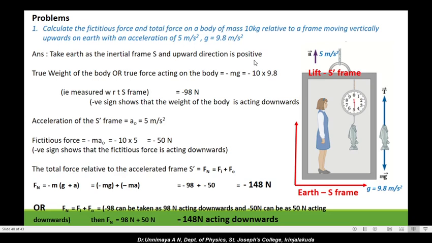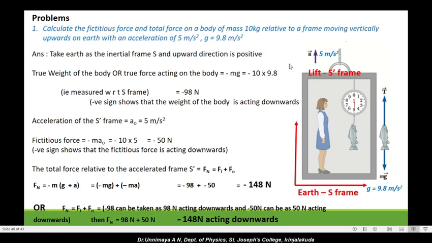The upward direction of acceleration is taken as positive. So here the true weight of the body, or the weight of the body measured in the inertial frame, is equal to minus mg, which is minus 10 into 9.8, that is minus 98 Newton. So the negative sign shows that the weight of the body is acting downwards.